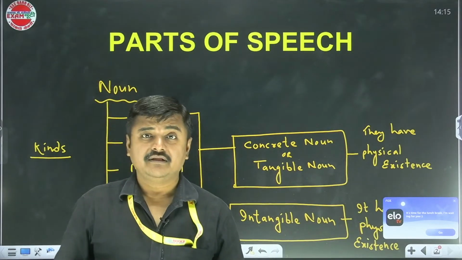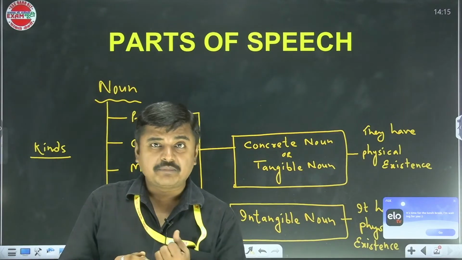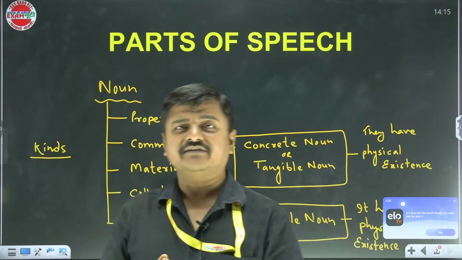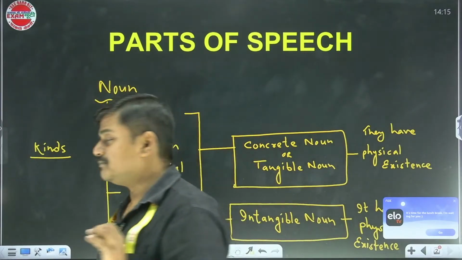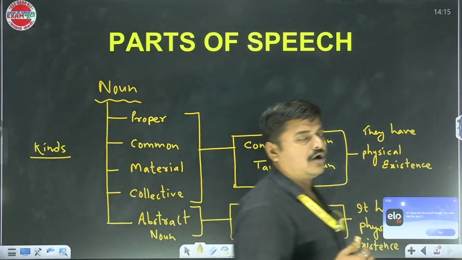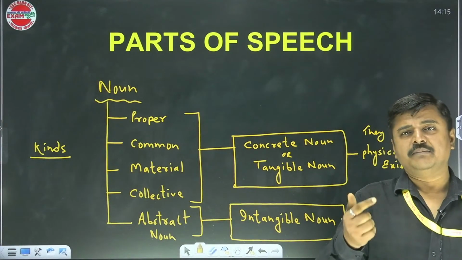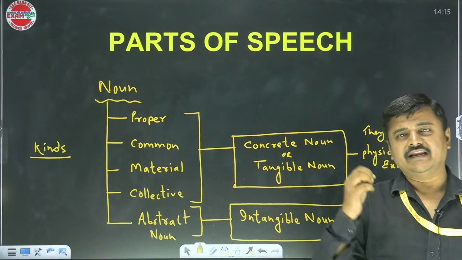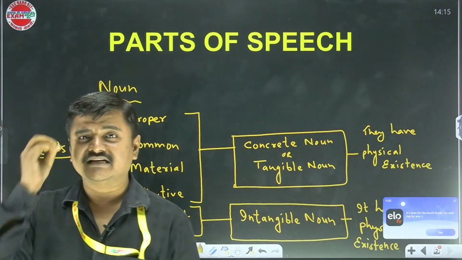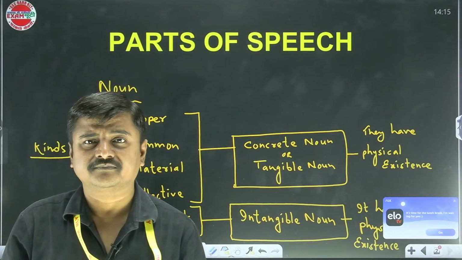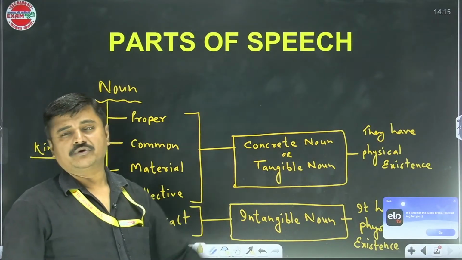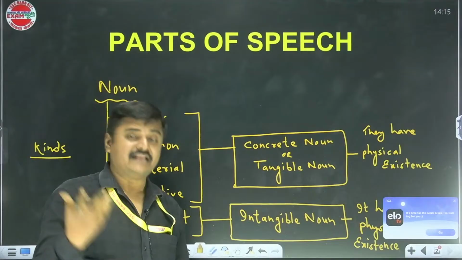It means whether you take an example of proper noun or a common noun or a material noun or a collective noun, you will find that all the examples, from proper noun to common noun to material noun to collective noun, all the nouns, you name it, all the examples you find in it have physical existence. That's why they are put under the category named concrete noun or tangible noun. They are tangible.